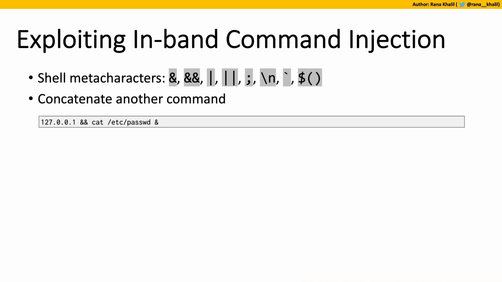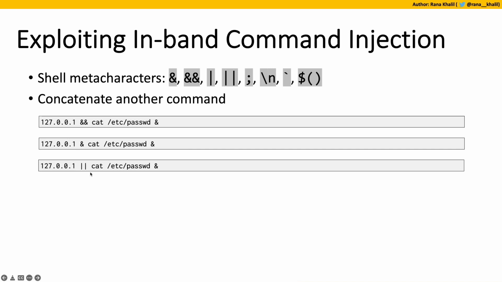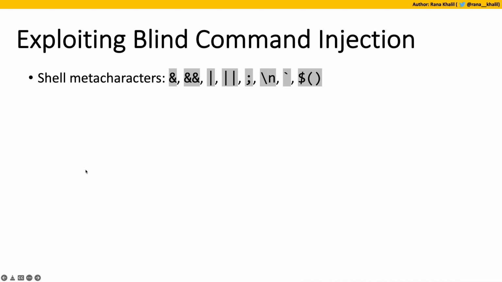In the past example, we saw that the way we concatenated another command is using the double AND characters and then adding the command that we want to run. Now, depending on the application, you might have to do it differently. So another way that it would work is just using a single AND character or using the OR operator to perform that. It would really depend on how the application works and if there are any inadequate defenses put in place that prevent us from entering one of these characters. So that's for in-band command injection, which is really simple.